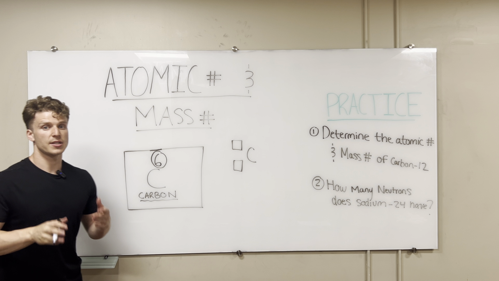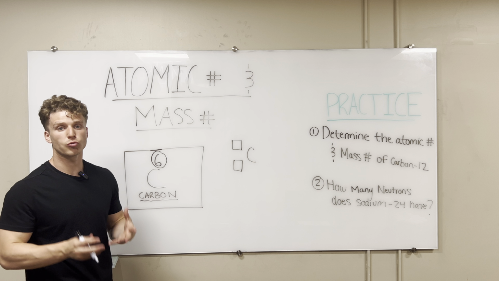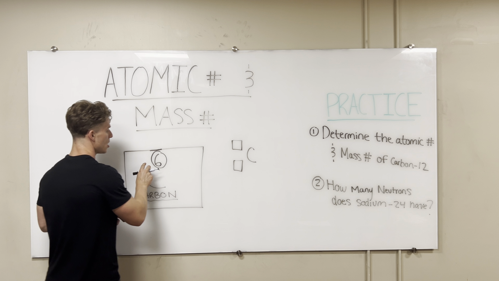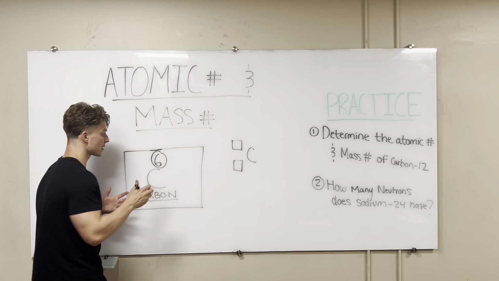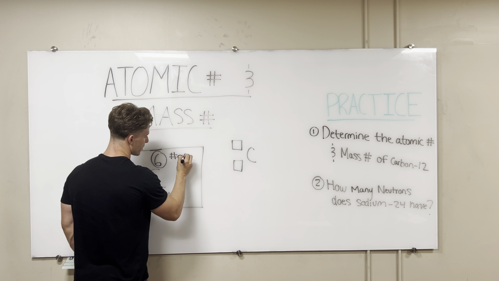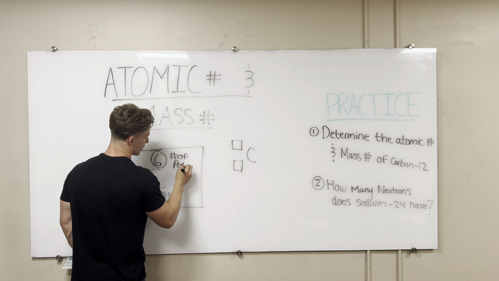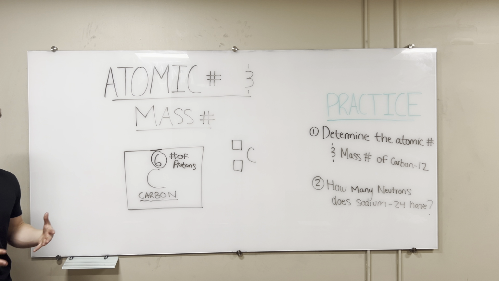Now, what does the atomic number tell us? Well, the atomic number tells us how many protons that atom has. So carbon being number 6 on the table, its atomic number is 6. It has 6 protons. So this tells us the number of protons. So that is the atomic number, pretty straightforward.